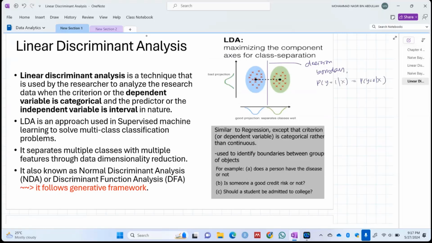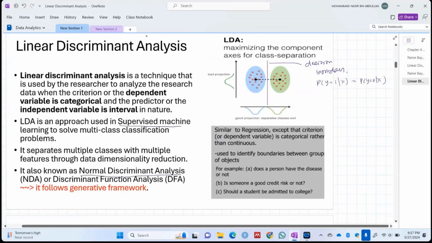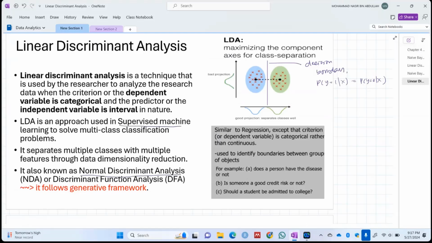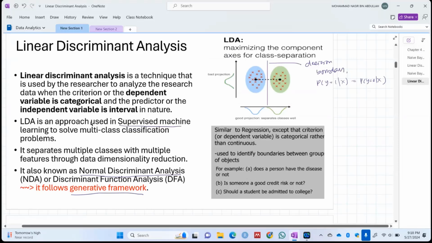So it's also known as a supervised machine learning method to solve multi-class classification, same as naive Bayes and logistic regression. Right. It's also known as normal discriminant analysis or discriminant function analysis. Right. As I said just now, naive Bayes is a generative framework, a generative model. Generative model means it follows a stochastic model. It imposes a random operation. So linear discriminant analysis also follows a generative framework. It imposes random generation, right?